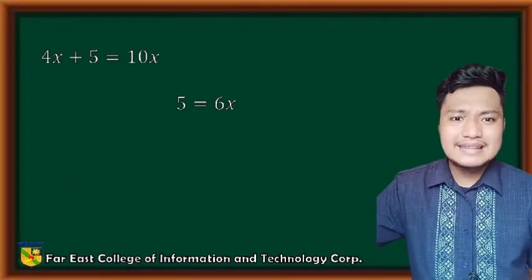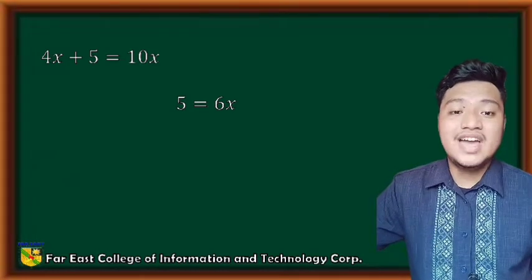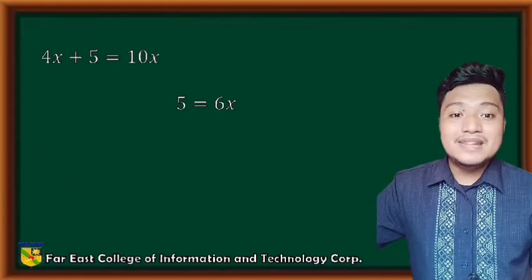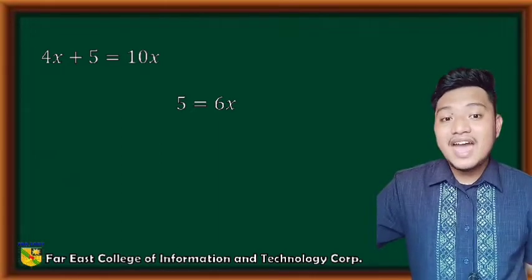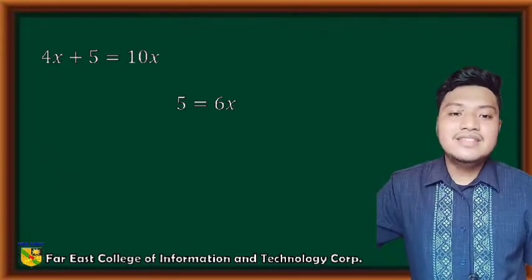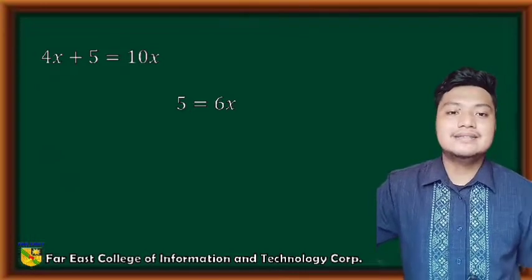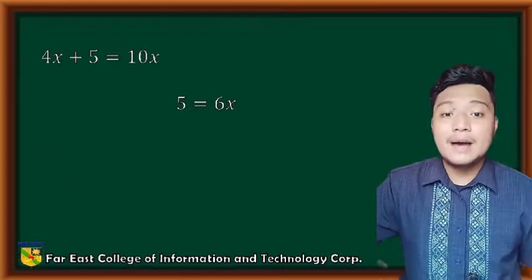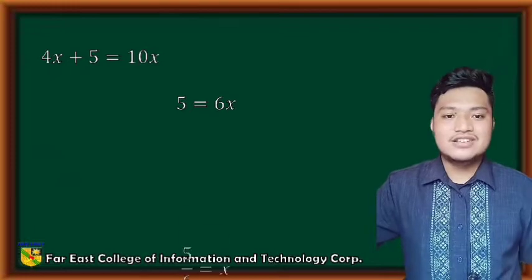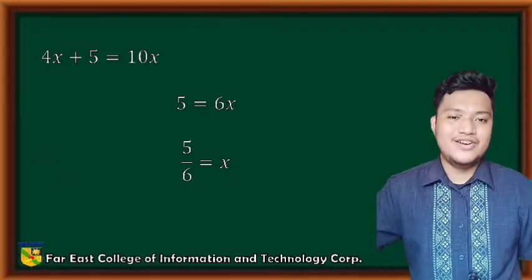So, paano ba natin itatanggal si 6 kay x para makuha natin yung value of x? So, you need to divide kung ano ba yung katabi ni x. So, ang katabi ni x is 6. Okay? So, divided by 6 both sides. So, 5 divided by 6 and 6x divided by 6. Para makancel po si 6, matitira na lang po ay si x. So, the answer is x is equal to 5 over 6.